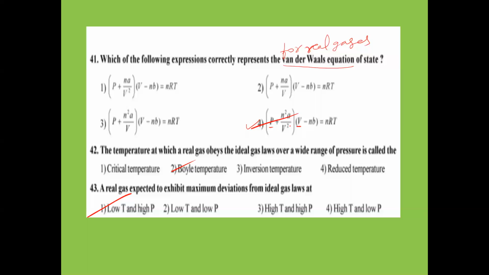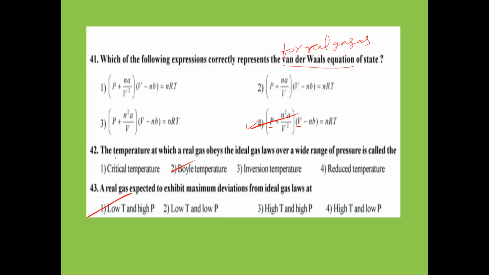So this is the real gas equation. For real gases, van der Waals has given one equation called the van der Waals equation of state for real gases. In this, he has introduced pressure correction and volume correction. He added the pressure correction to the real gas pressure and subtracted the volume correction from the real gas volume.